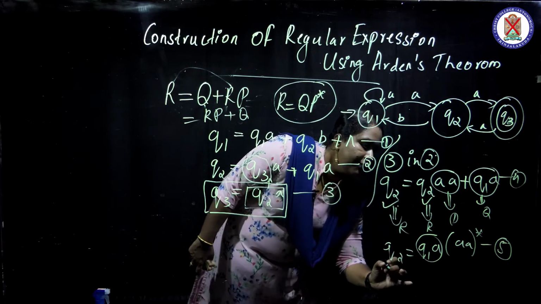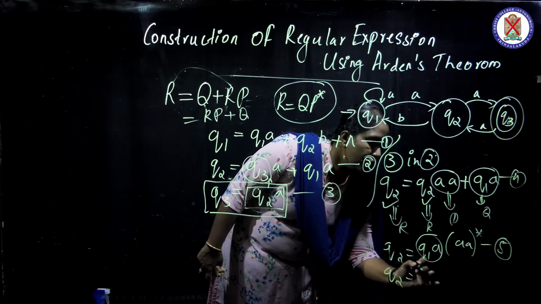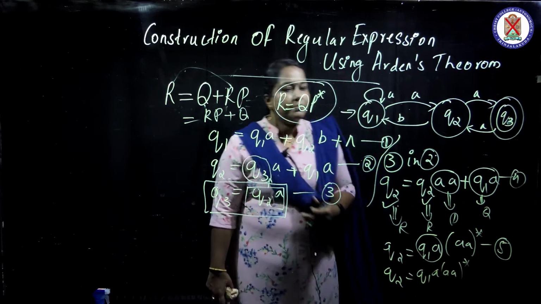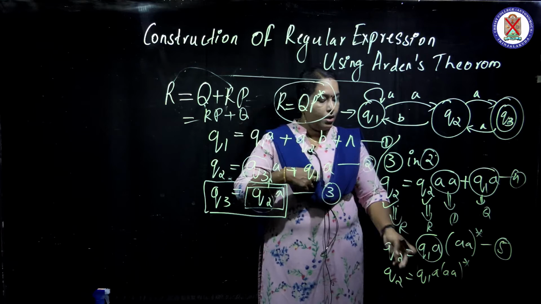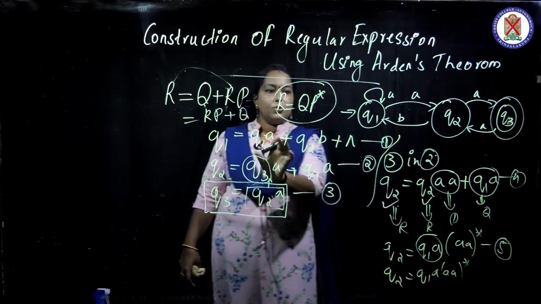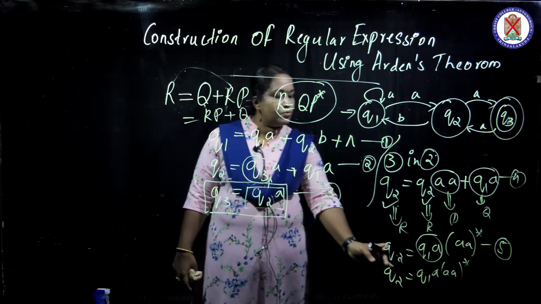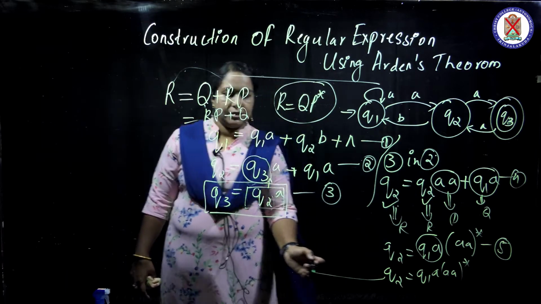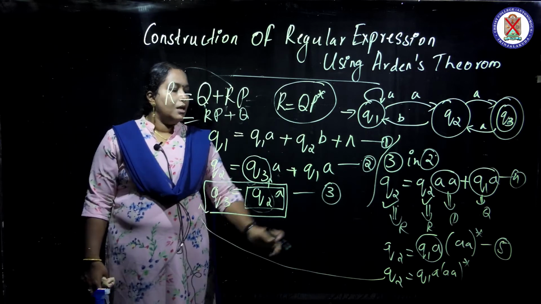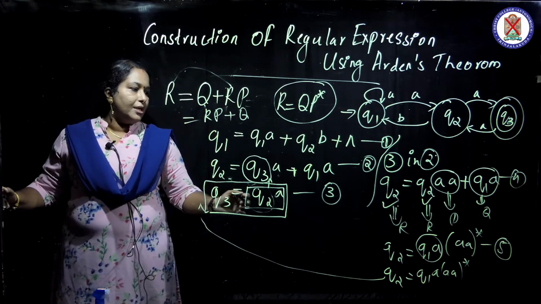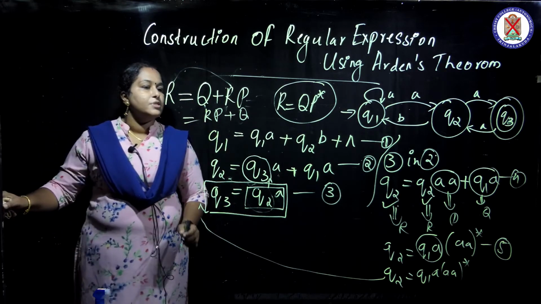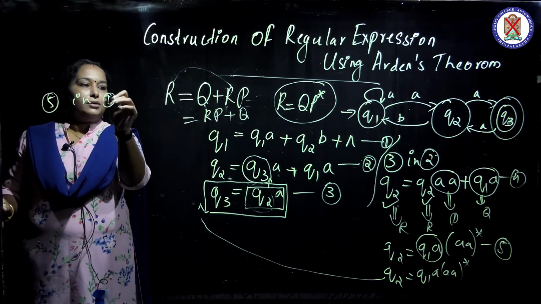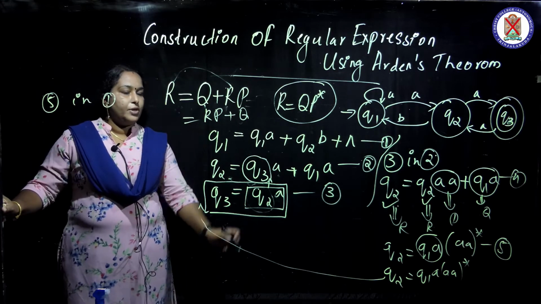I will write it clearly: Q2 is equal to (Q1AA) whole star. Okay, this is Q2. Look at equation 1, it uses Q2. So I will substitute from here to there. This equation, that is equation number 5, I am substituting in equation number 1. 5 in 1, what will become?